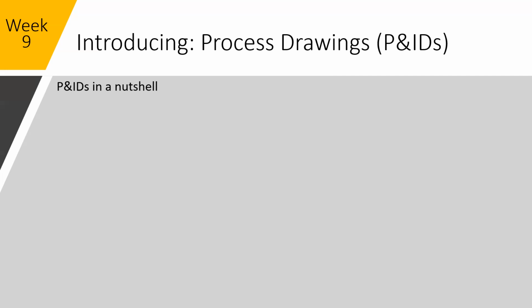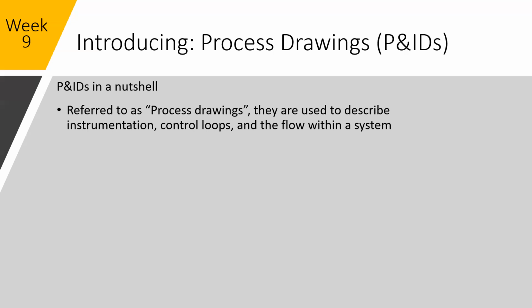You'll even see P&IDs if you read through your fridge manual and your freezer manual, because you'll have pumps and compressors and all of that. So they're all over the place. P&IDs in a nutshell refer to process drawings, and they are used to describe the instrumentation, the control loops, and the flow within the system, whether that be water, air, oil, gas, or product.